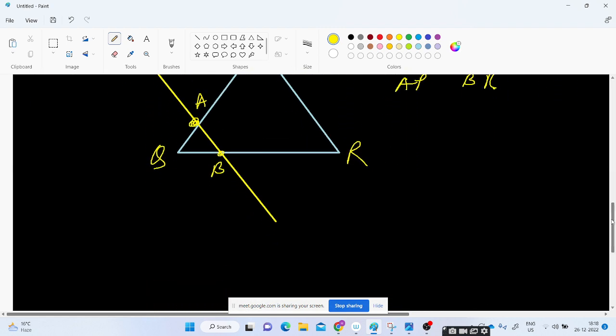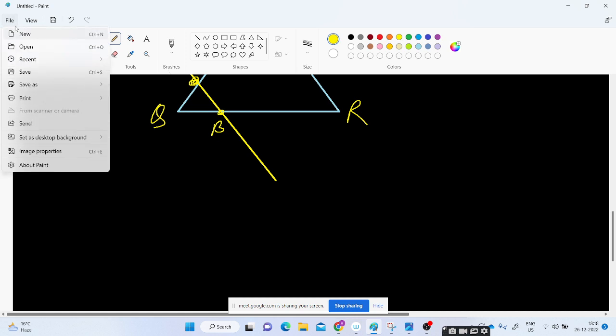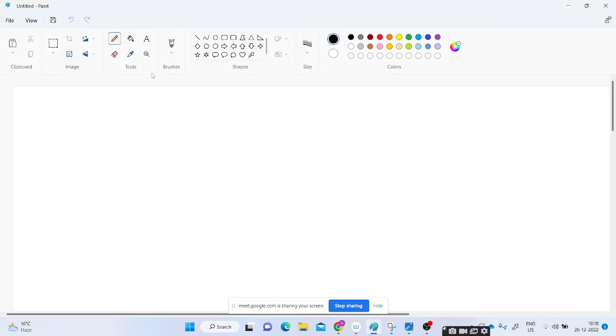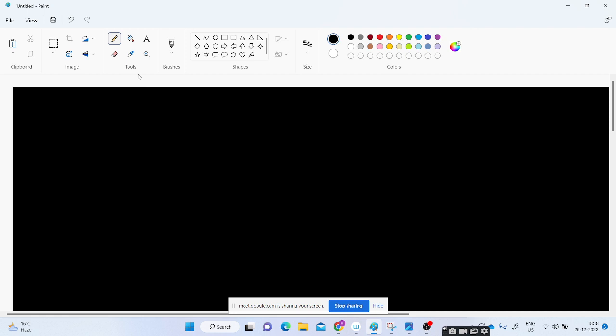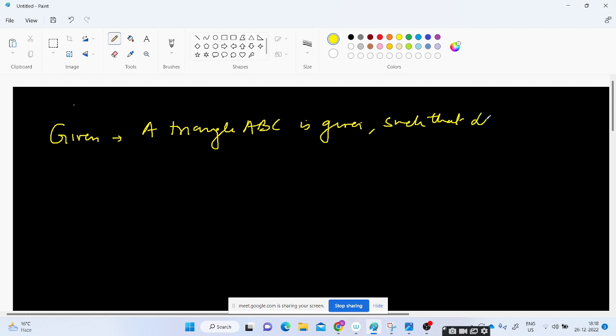So to write the proof, what will we write? First of all, what is given to you? A triangle is given to you. So first of all you will say given: a triangle ABC is given such that line XY is parallel to BC.